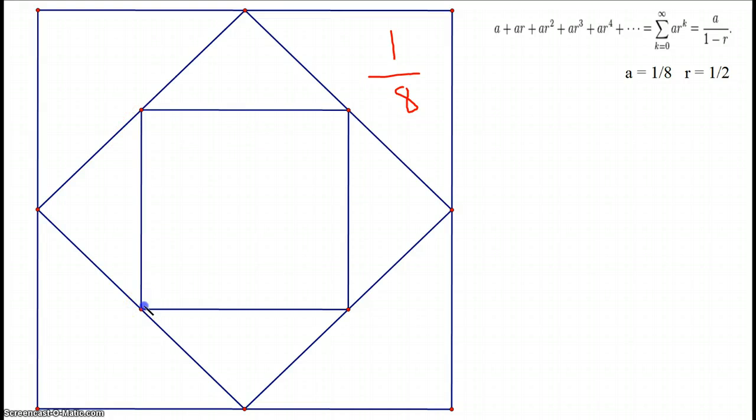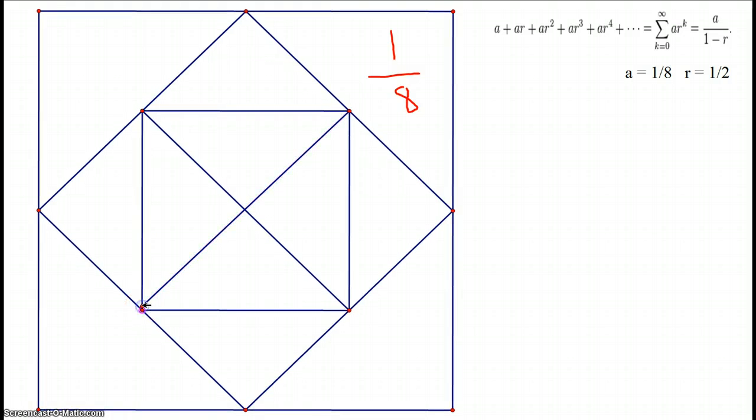connect these, if we connect these, then we have this same idea: 1, 2, 3, 4, 5, 6, 7, 8. Each one of these triangles is 1/8 of this size.